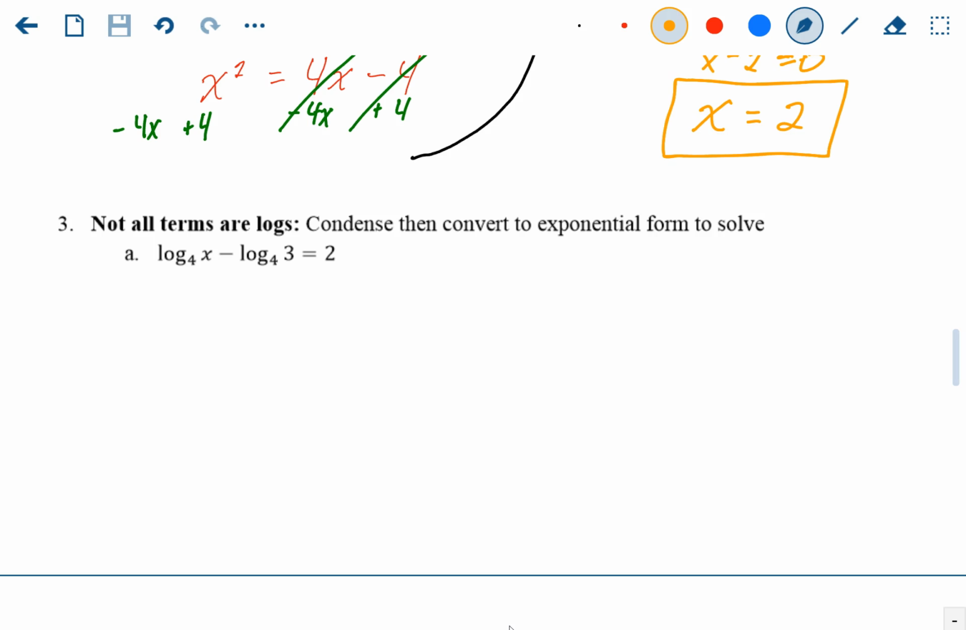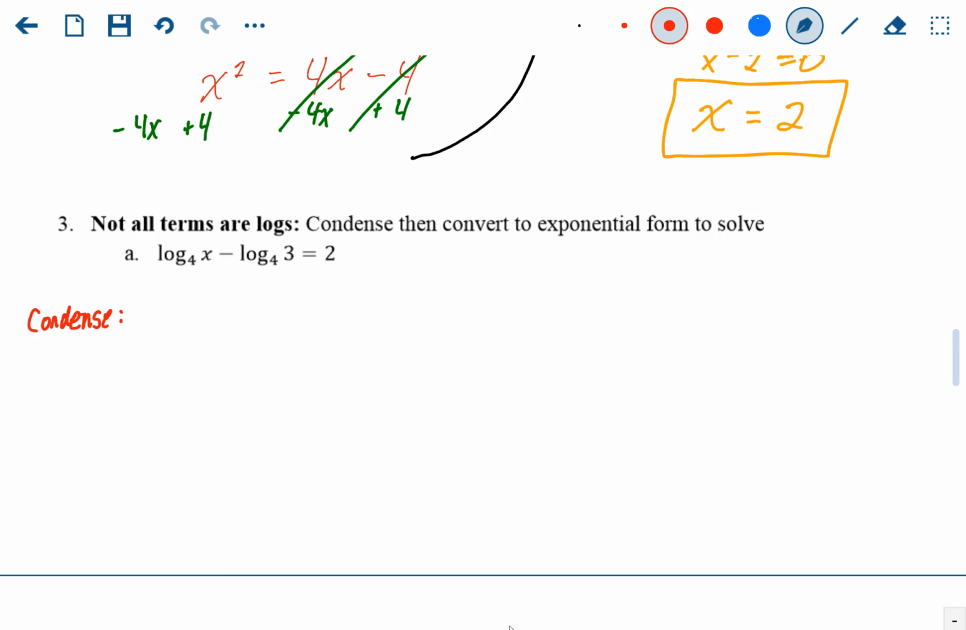When that happens, you want to condense as much as you can, and then convert it to exponential form to solve. So in this problem, we have two logs on the left, and we have just a number on the right. So first step is going to be to condense. We're going to condense the left side.